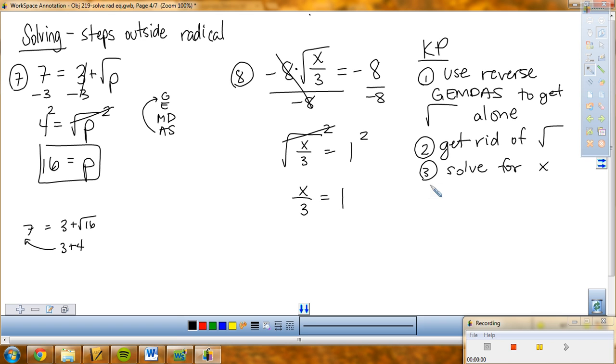And here I do actually have to use step 3, which is solving for x. My x isn't by itself. I need to get rid of this 3. Since I'm dividing, the opposite of dividing is going to be multiplying by 3 on both sides. So my x is equal to 3. So those are two different types of solving with steps inside and solving with steps outside.